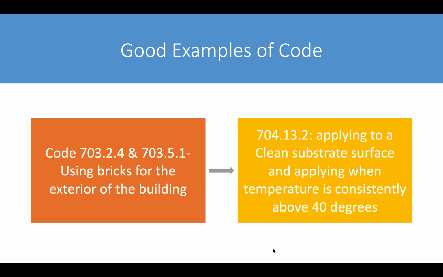And this could also be applied to code 703.5.1, because these codes are very similar, and like I said before, the bricks are non-combustible, so they meet requirements for both codes. A good example for code 704.13.2 would be applying a sprayed fire-resistant material to a clean substrate when the temperature is consistently above 40 degrees for the sprayed fire-resistant material to dry properly.